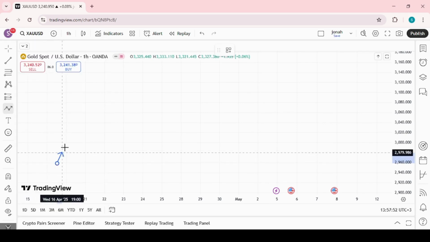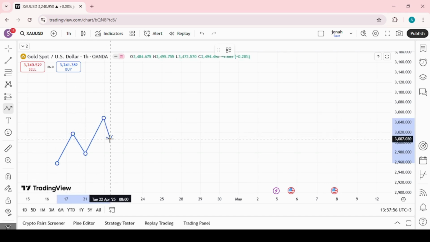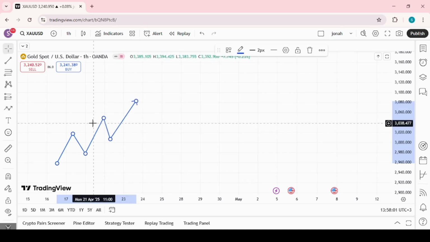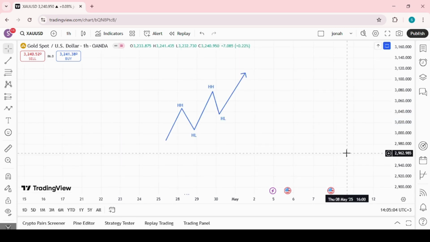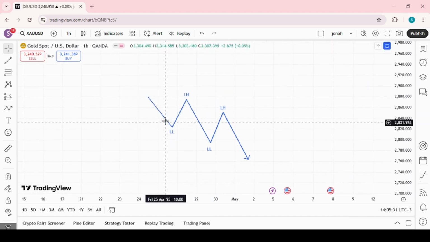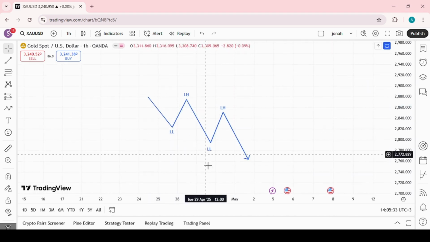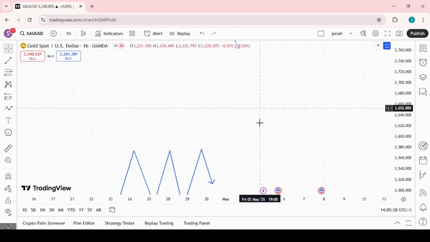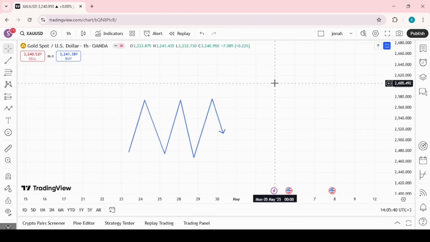In the uptrend, that's where we find higher highs and higher lows, higher highs, higher lows, higher high. This confirms the uptrend. When you see that, you just know that we are in an uptrend. And the downtrend consists of a series of lower lows and lower highs, lower lows, lower highs, lower lows. So that's the downtrend. And there is also consolidation.